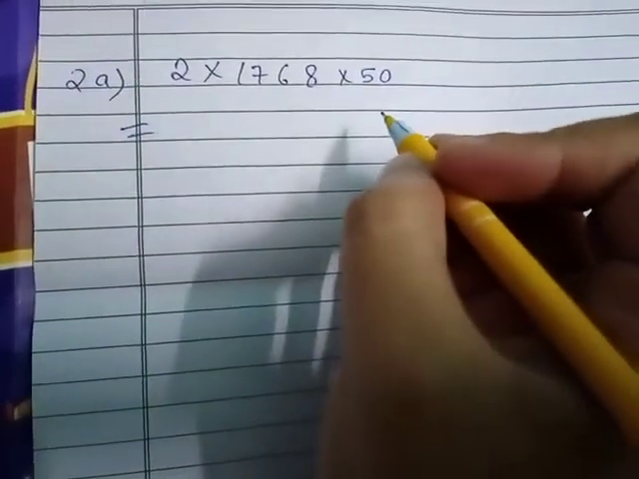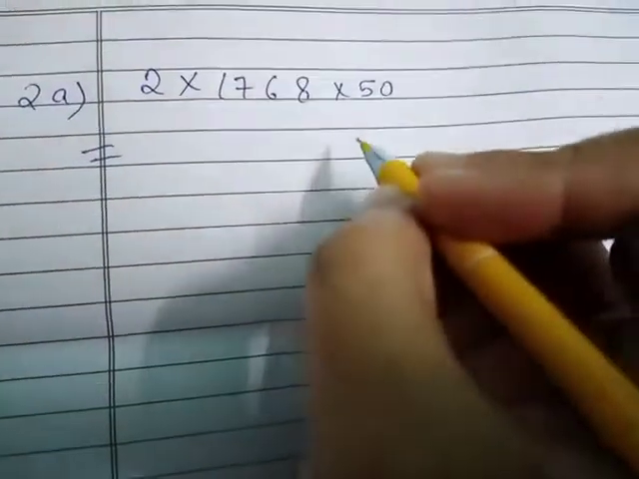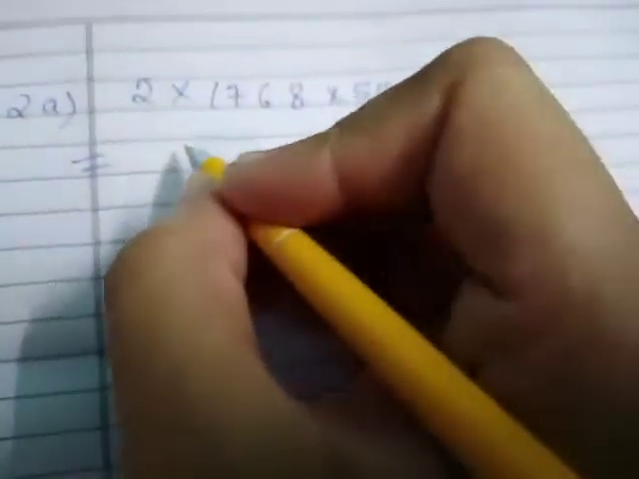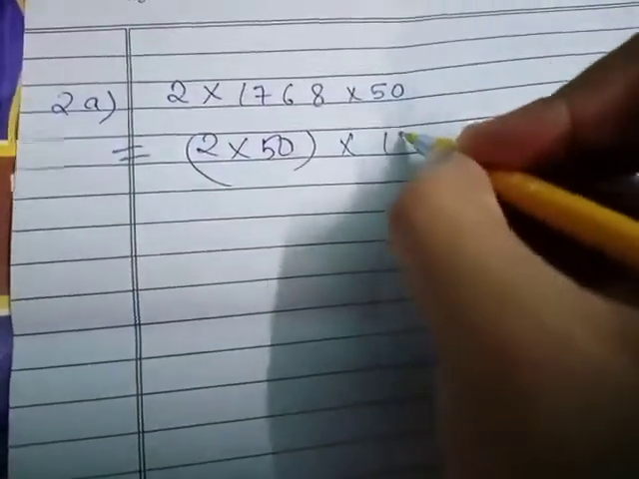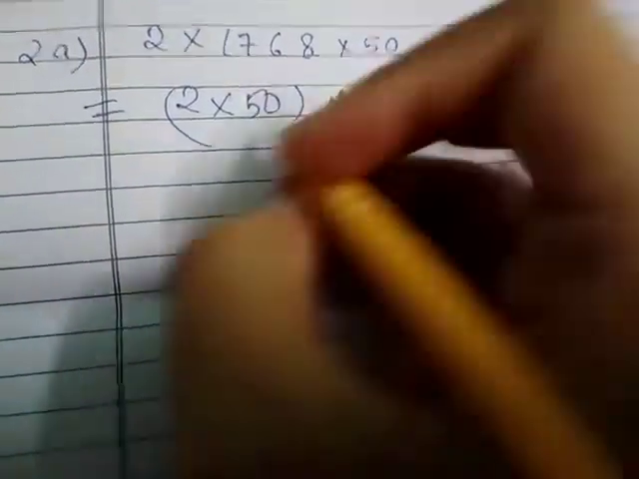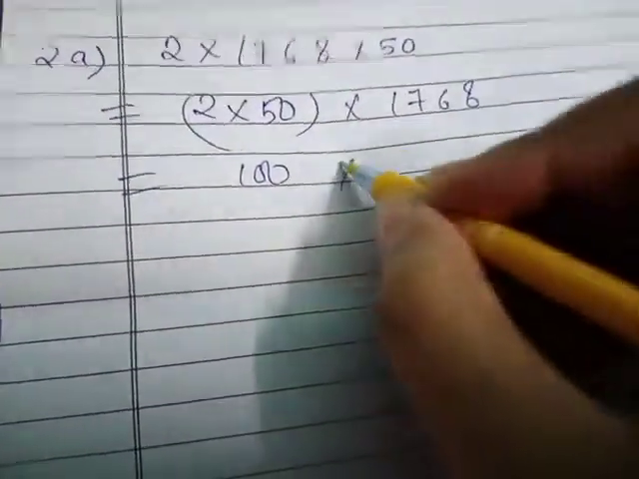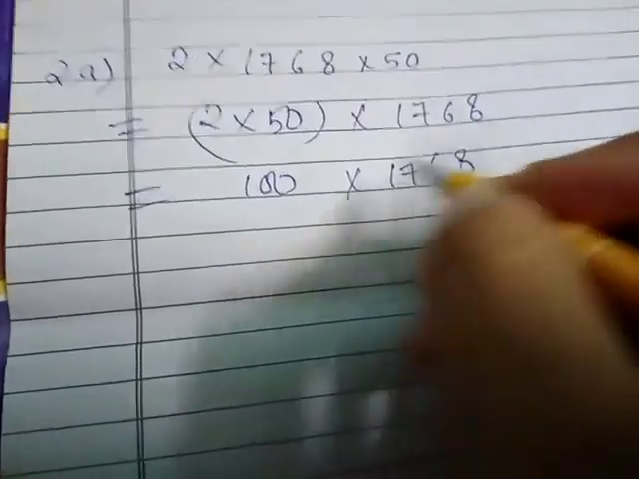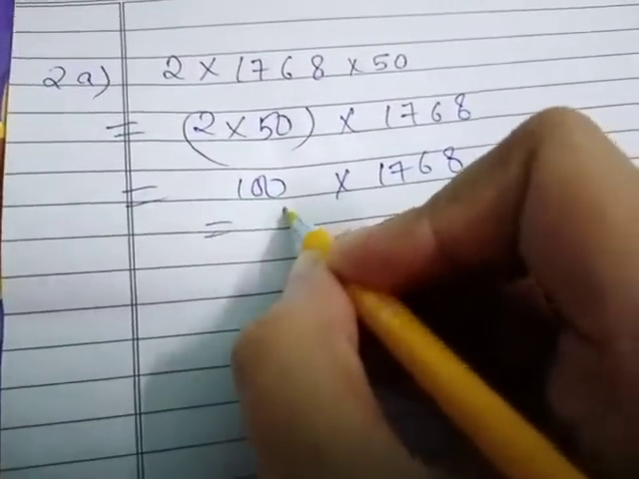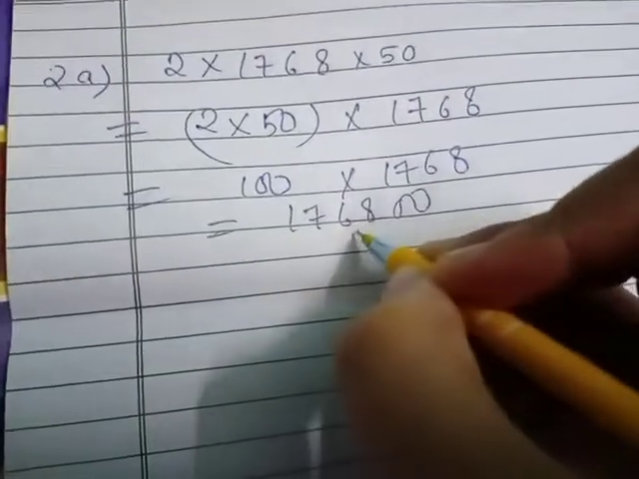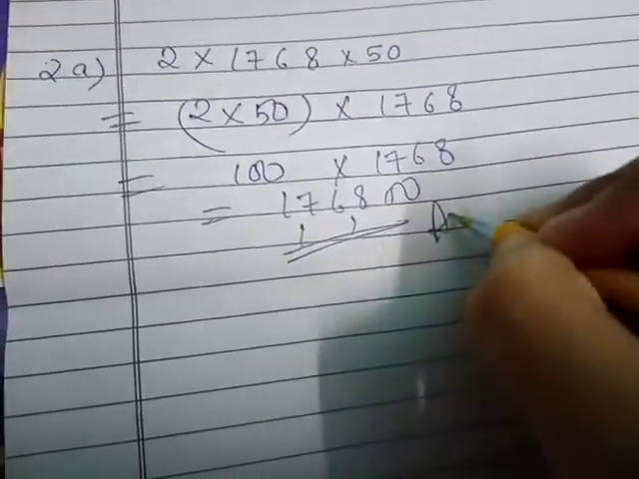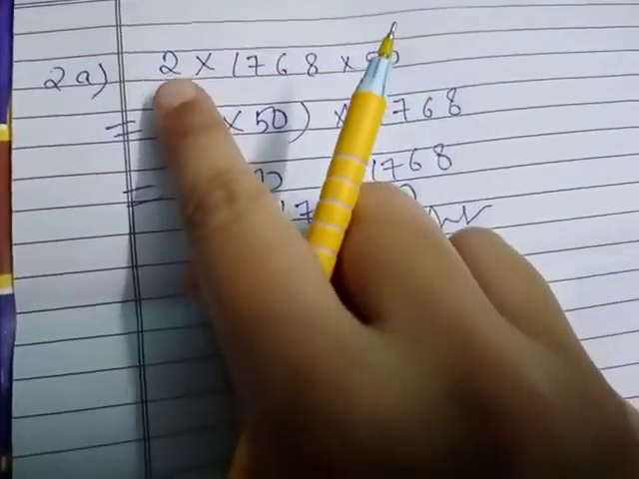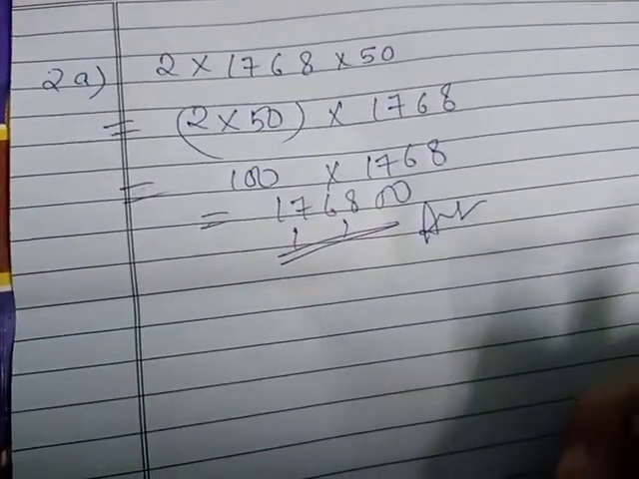For rearranging, first of all we will shift the given numbers. Okay, so we will write like 2 multiply 50 and then multiply 1768. So 2 multiply 50 is equal to 100, and with this 100 we will multiply 1768, and the answer which we will get will be 176800. Simply we have shifted the given numbers from one place to the other.